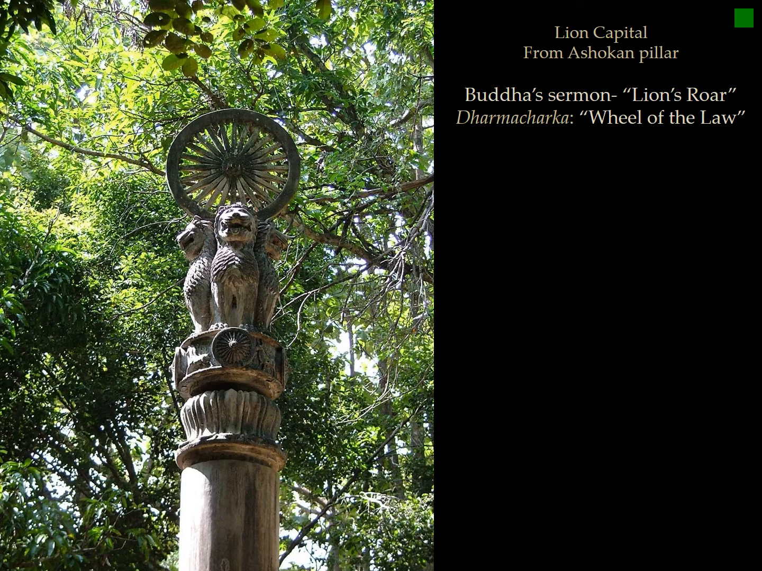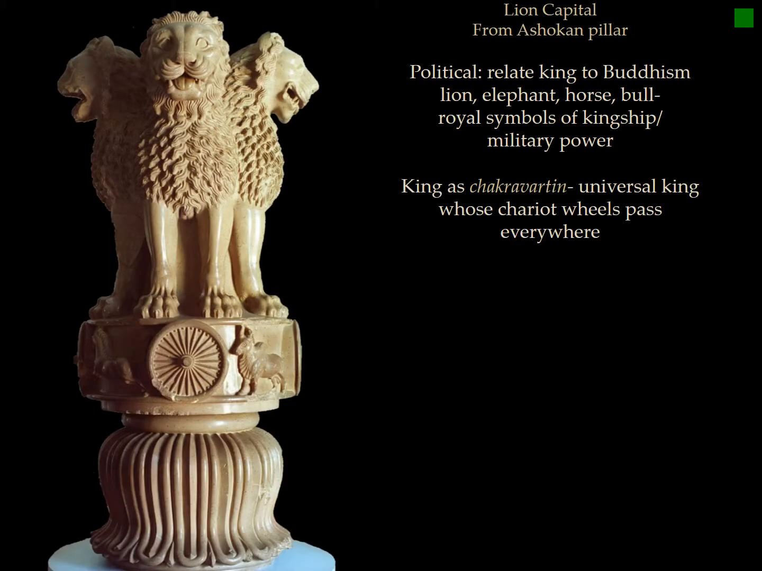Now, Buddha's sermon is known as a lion's roar, and we find it's often accompanied by lions who are roaring and a wheel. The wheel, importantly for Buddhism, references Dharmachakra, or the wheel of law. Now, this is political, for it relates the king to Buddhism, as a lion, elephant, horse, and a bull are all royal symbols of kingship and military power. The king is seen here and relates himself as a Chakravartin, or a universal king whose chariot wheels pass everywhere.